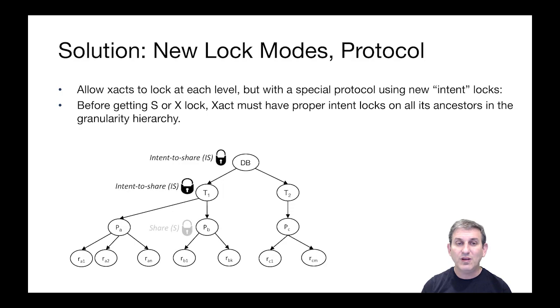So for example, we might get an intent to share lock on the database, an intent to share lock on a particular table, and then a share lock on a page within that table. Implicitly, all the tuples or records in that page are also share locked. Okay, so we lock from the top down using intent locks till we get to the node where we want to put an explicit S or X lock.